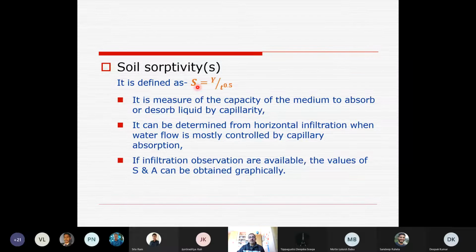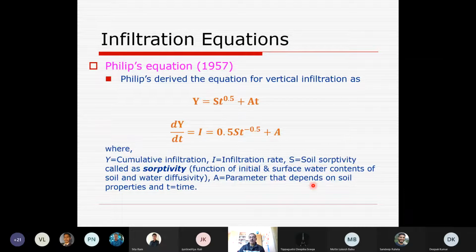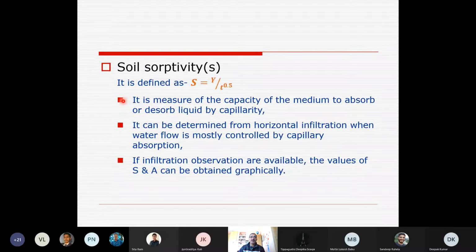sorptivity. So this sorptivity can be determined from horizontal infiltration, when water flow is mostly controlled by capillary absorption, capillary condition. And if infiltration observations are available, we can find the value of sorptivity and A, which is again a parameter that depends on soil properties, representing the soil characteristic.